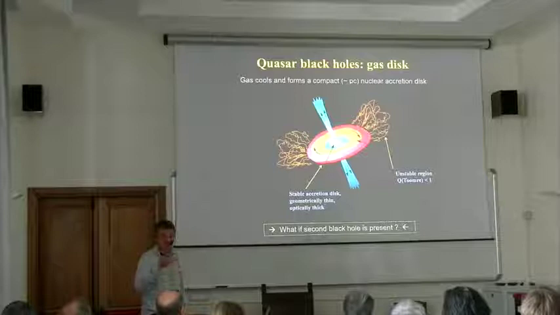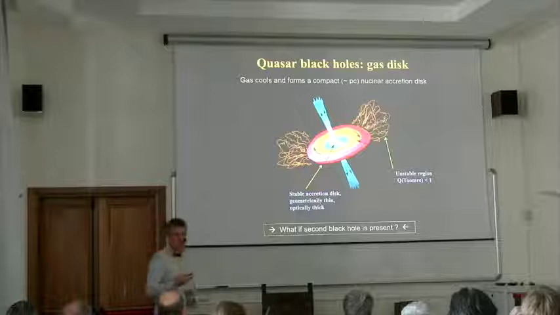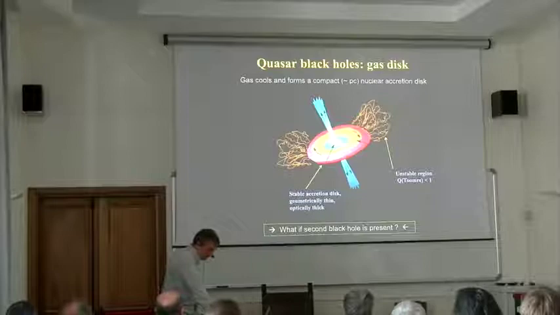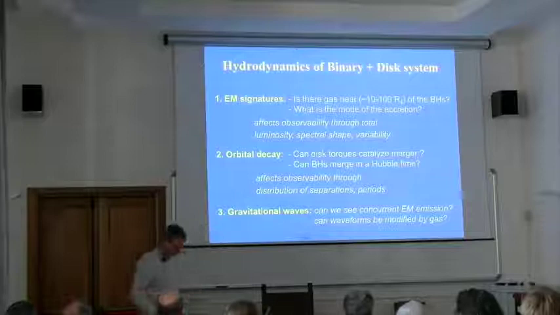So our problem here is actually very simple. The simplest way to model this is to put a second black hole in this picture. So you have a gaseous accretion disk and you put a second point mass. So this is actually very well posed. Maybe I will skip. But let me just say, again, a very well posed problem: two point masses with a gas disk.